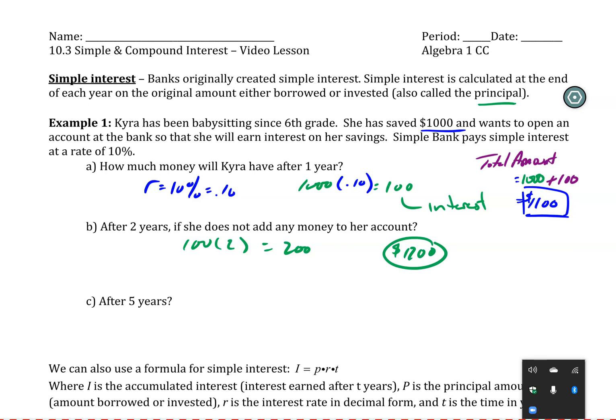So again, for 5 years, we could do the same concept. If she did this whole process for 5 years, then she would be getting $100 each year, which would be $500. So therefore, 1,000 plus the 500, she would have made $1,500. So that's the idea. That's simple interest, right? You're accumulating the same interest over that period of time.